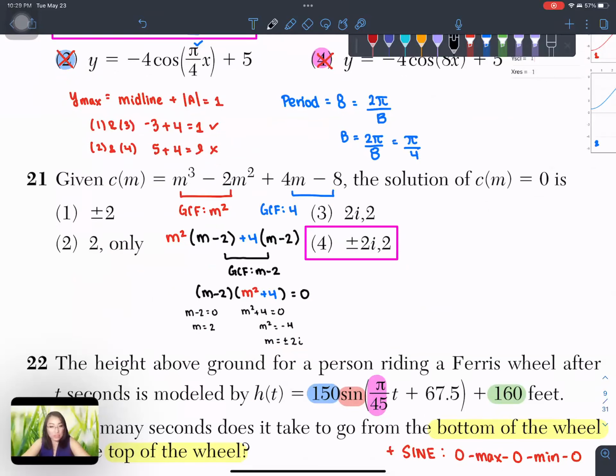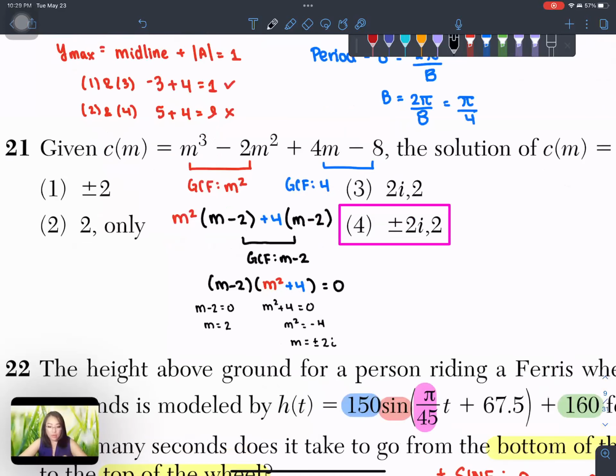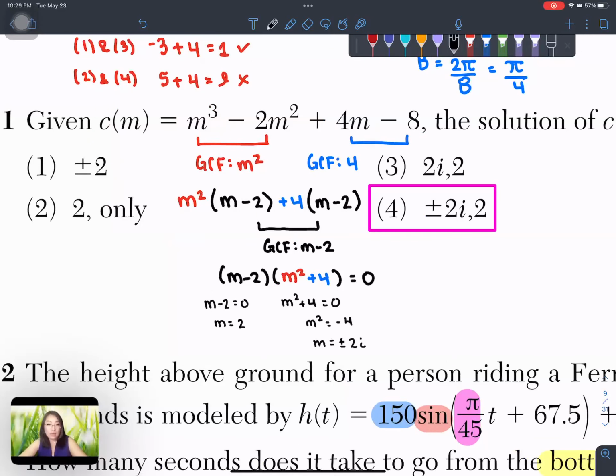Look at the GCF factoring technique coming up again. They love to ask students this. GCF the first 2 terms, which is m squared, GCF the last 2 terms, which is 4, factor it out, GCF again the binomial, which is m minus 2, set both binomials equal to 0, and you're going to get an imaginary number because, like I said, m squared plus 4 is a prime polynomial, so you're going to have imaginary roots, which is plus or minus 2i, and the first one is 2.